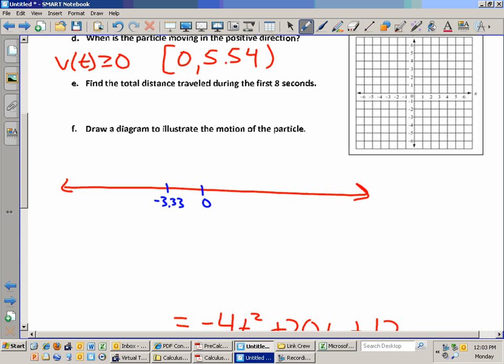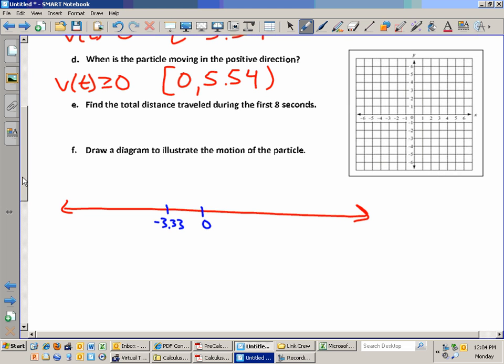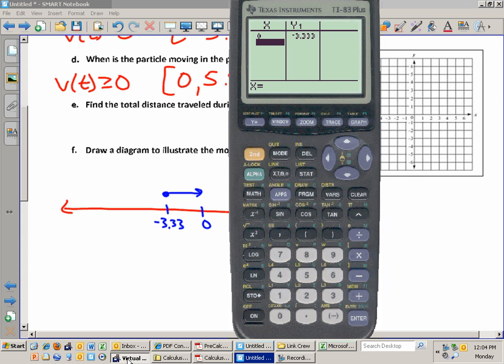Does it start by heading in the positive direction or negative direction? Positive. We found that the particle was moving in the positive direction from 0 to 5.54. So it's moving in the positive direction right away. So I need to find out where it's at, at what time? At 5.54, because it's going to change direction at that time. So it starts here, and it takes off moving in that direction. So I'm going to see here at 5.54, I get 0.36.